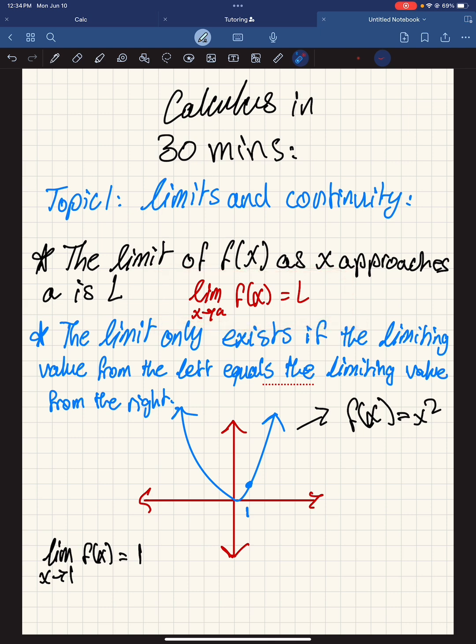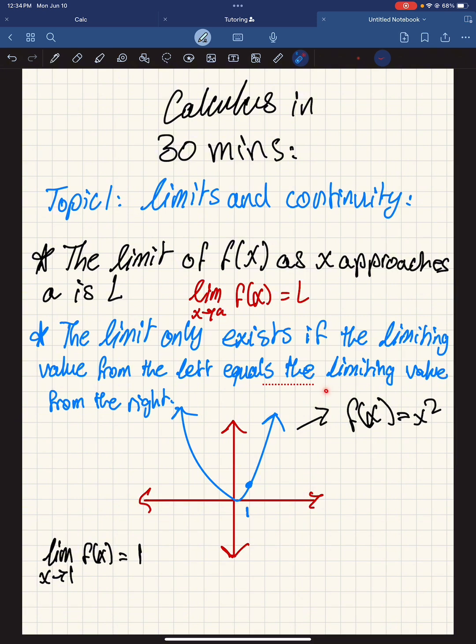And the way you read this notation is the limit of f of x as x approaches a equals L. So keep in mind, the limit can and cannot exist in certain functions and at certain values. So it only exists if the limiting value from the left side equals the limiting value from the right side. And I'll show you what that means in a second.